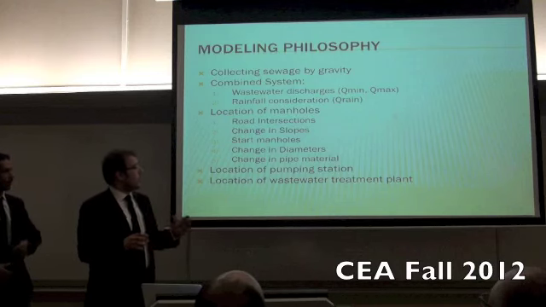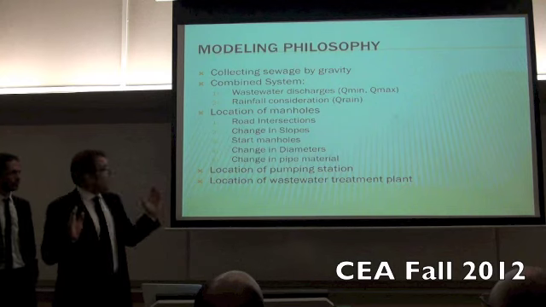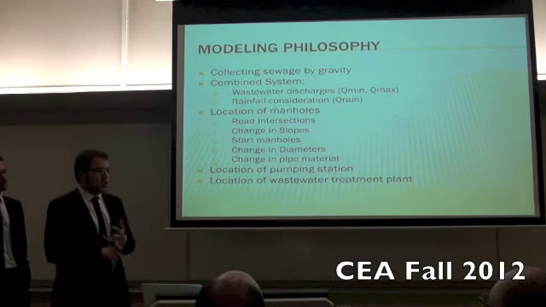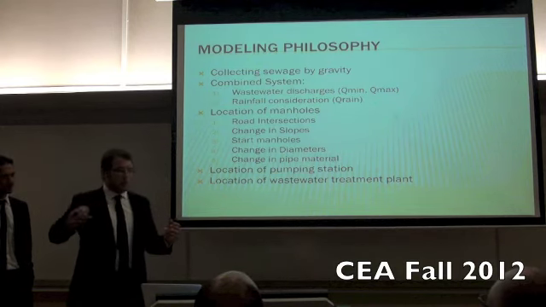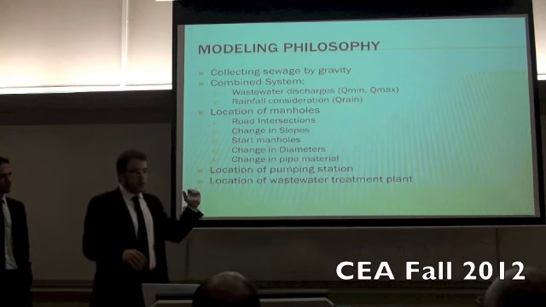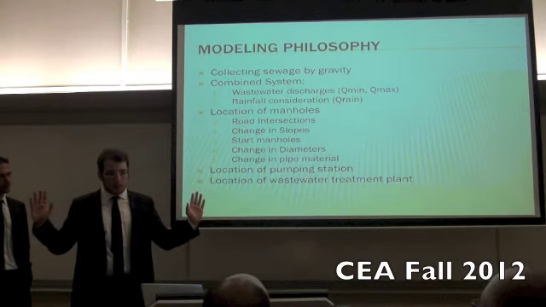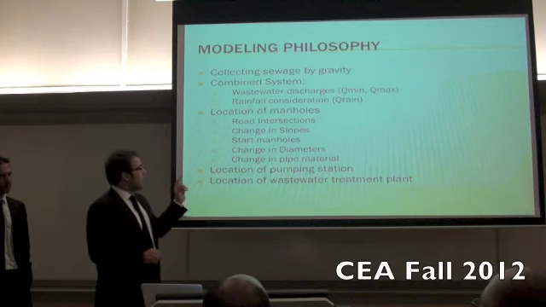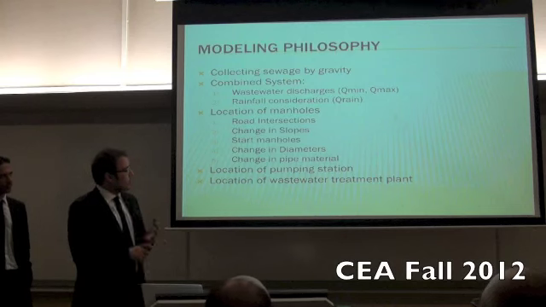And then we have to consider the location of manholes. At each road intersection, we have to put a manhole. At a change in slopes, we have to put a manhole so as to account for the new slopes for the sewers. Sometimes we were restrained to use start manholes, and that was at the points of high elevation, so we can distribute the sewage by gravity. We also had to create another manhole based on the change in the diameter and the change in the piping.